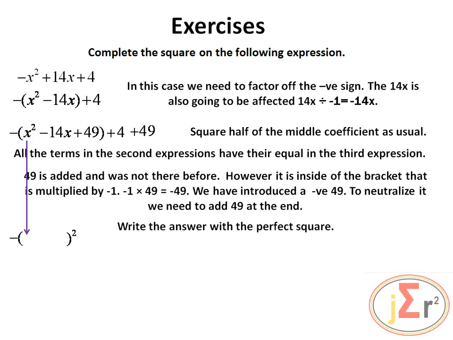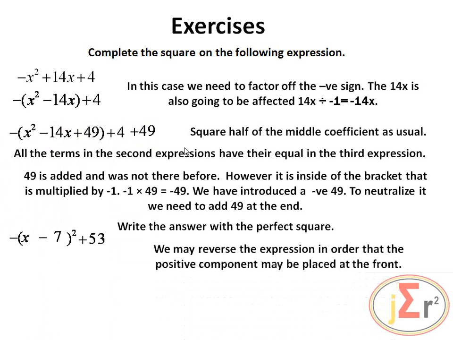What do we say? The x will go there. Square root of 49 is 7, goes there. And of course, the negative sign will go there. What is 49 plus 4, or 4 plus 49? That is what is required to go there, 53. And of course, we have the one with the negative at the front. So we may reverse the expression in order that the positive component may be placed at the front. So the 53 is placed at the front, and then the negative x minus 7 all squared is next in line.